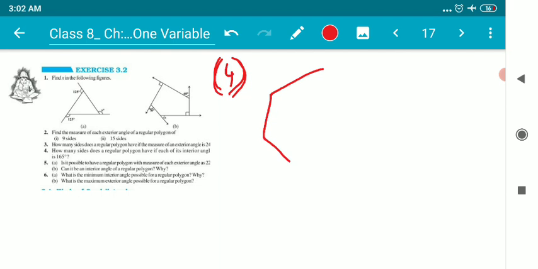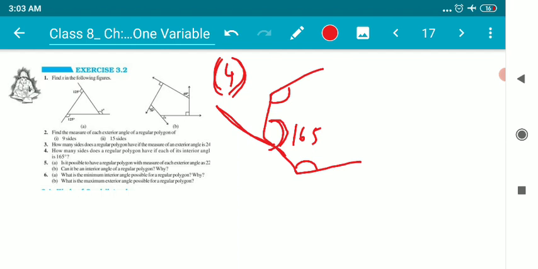Children, there is a regular polygon. Each interior angle is 165 degree. This is 165, this is 165, this is 165, like that. Each interior is 165 degree, and what we need to calculate is, we need to calculate each exterior, and how many sides are there. Children, if one interior is 165, what will be the measure of each exterior? We will just extend this line.